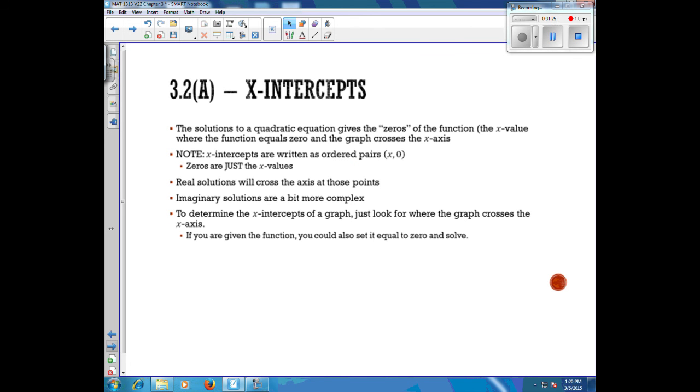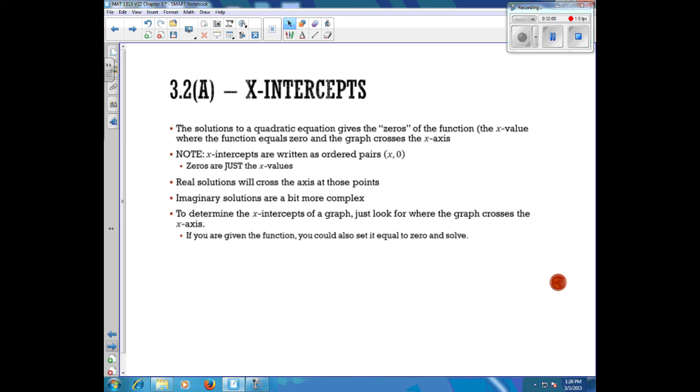Finally, the solution to a quadratic equation gives you the zeros of the function. Okay? It gives you the x value where the function equals 0. And because it gives you the x value where the function equals 0, what you get is where the graph crosses the x-axis. It gives you the point on the graph where it crosses the x-axis. Note that x-intercepts are always written as ordered pairs, so you get an x value and a 0 after it. Zeros are just the x values. The problems on the computer will ask for both.